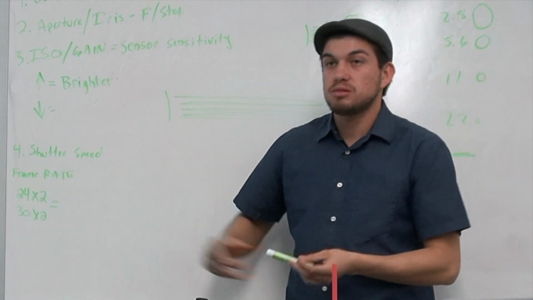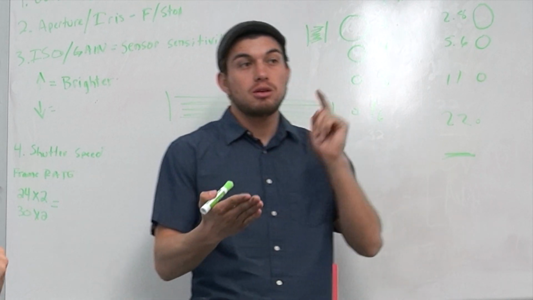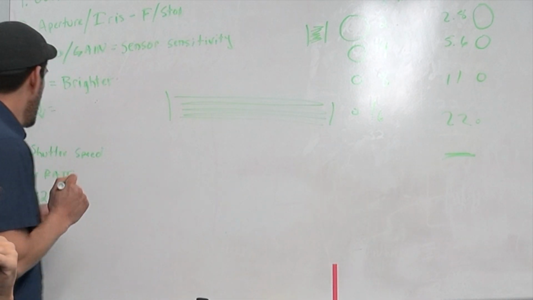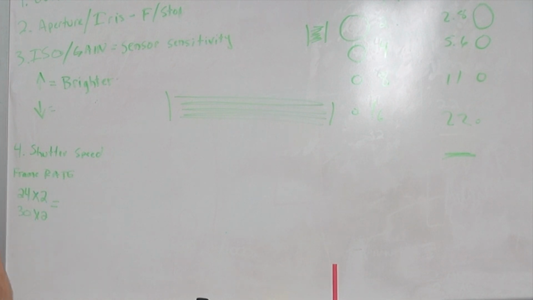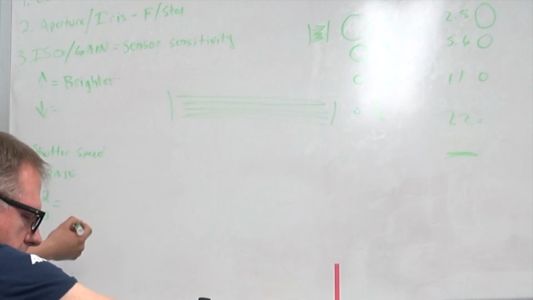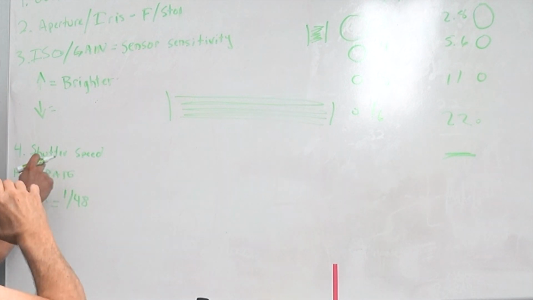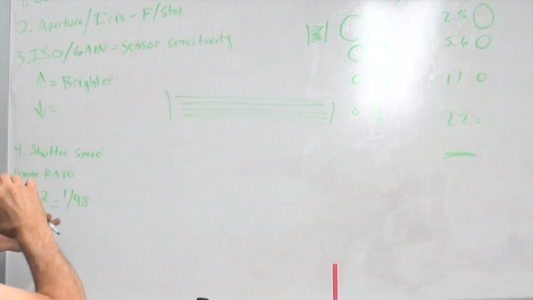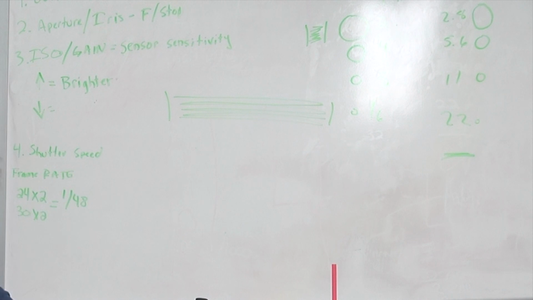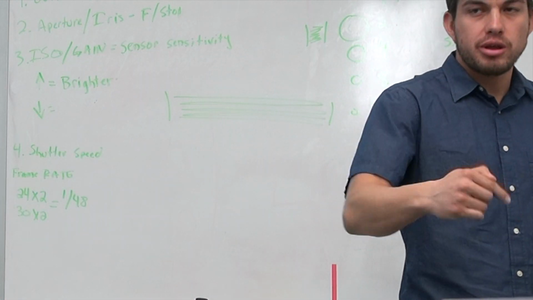Okay? Shutter speed is measured in seconds, so 1 full second, 1/10 of a second, 1/100th of a second, or 1/1000th of a second. When we're doing video, we're always going to be in fractions of a second. 24 times 2, 48. So if you're shooting at 24 frames per second, you want your shutter speed to be set to 1/48th of a second. Not all cameras will have 1/48th of a second.